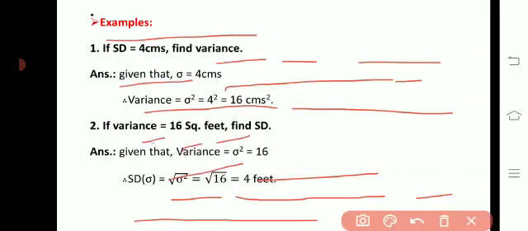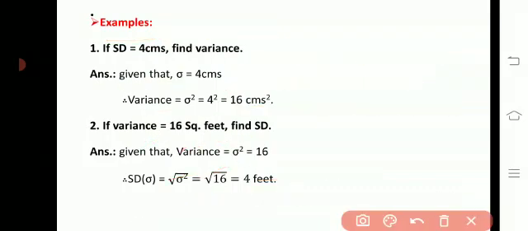Now we will solve some examples on this standard deviation. These examples you can expect in the exam for 1 mark. First question is, if standard deviation is equal to 4 cm, find variance. Here given that sigma, that is standard deviation, is equal to 4 cm, and we know that variance is nothing but sigma square. Here sigma is 4, so 4 square, which is equal to 16 cm square. That is the variance for the given data.